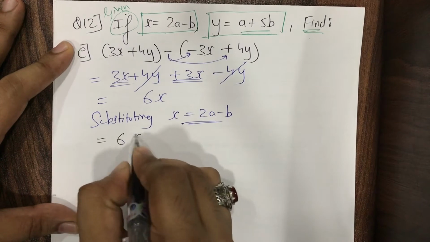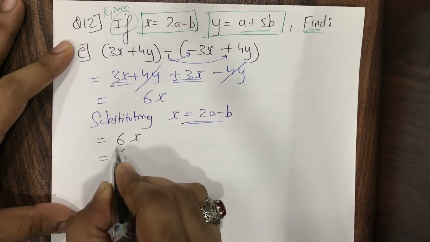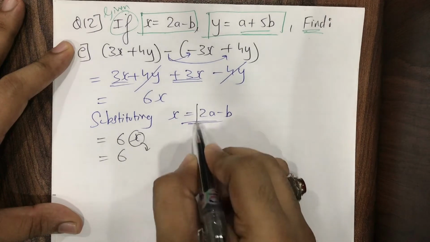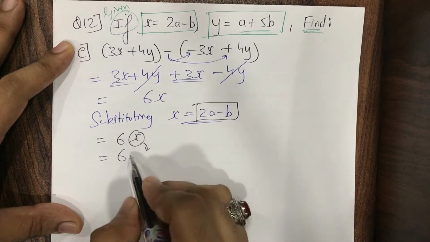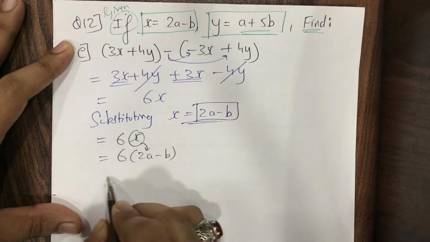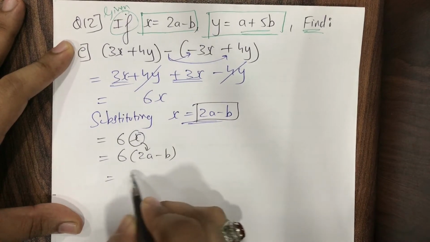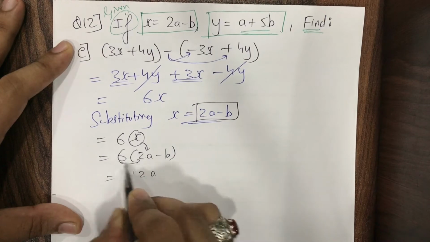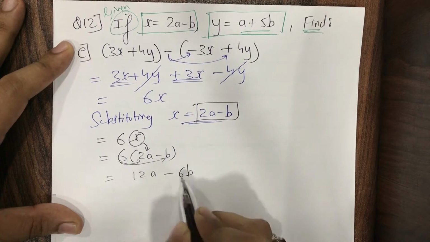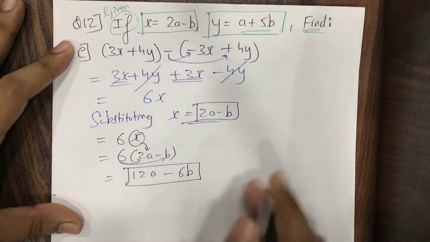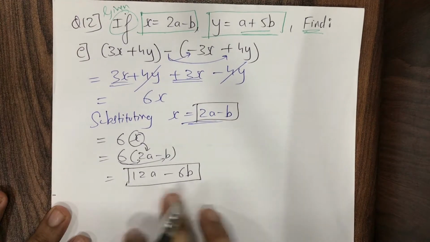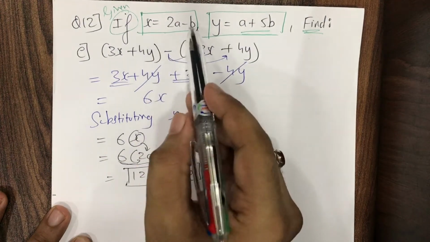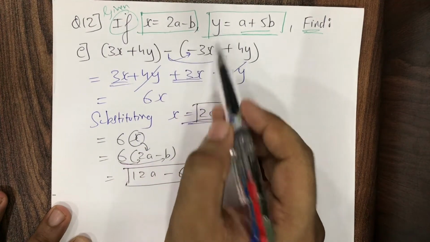So our question is 6x. 6 as it is 6. At the place of x, what will I put? At the place of x, I'll put its value 2a minus b. So 2a minus b. So 6 will be multiplied if you open up the bracket. 6 2s are 12, so 12a. And 6 into b, so it's minus 6b. That's it, students. This is our answer, of course, in terms of a and b. So the main idea over here is just don't blindly put the value of x wherever x is, and the value of y wherever y is.